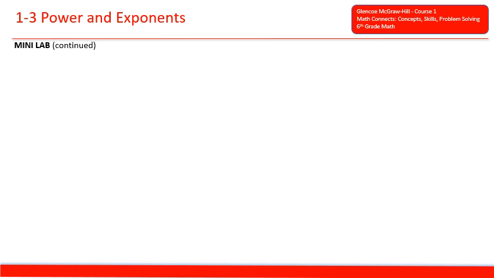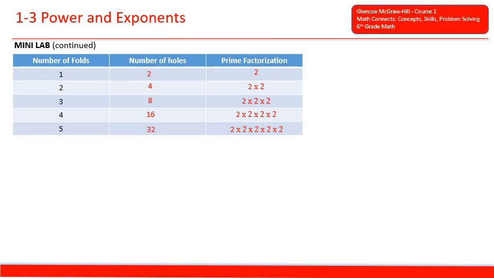Okay, mini lab continued. So there's our chart from the previous slide, our graph, and it shows us all the same information we had. There's nothing new there. So we can ask a few questions. What prime factors did you record? 2's, right? All of the prime factors were 2's.